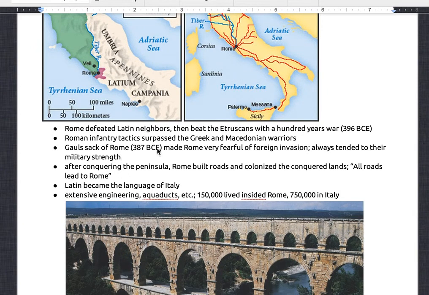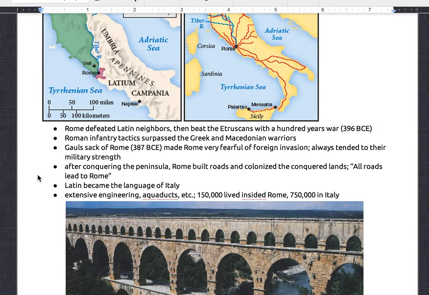One of the other things that becomes true about the Italian peninsula is that the language of Latin spreads throughout the Italian peninsula. In other words, Rome takes the Latin language and spreads it, and using one language throughout a conquered territory is one sort of consistent way of bringing about a cultural unity.